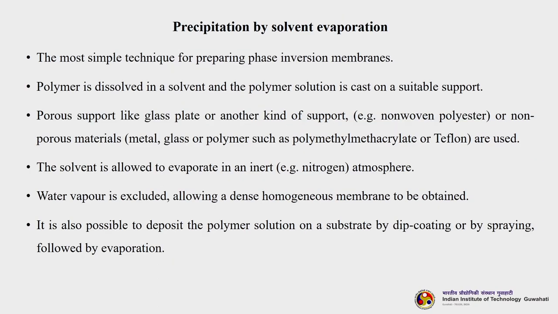So, precipitation by solvent evaporation. How are we precipitating? By evaporating the solvent. This is the simplest technique, as the name indicates. The polymer is dissolved in a solvent and the polymer solution is cast on a suitable support. So, I can use a stainless steel plate or a glass plate to cast the polymer solution. A porous support like glass or stainless steel, or a non-porous support, also can be used.